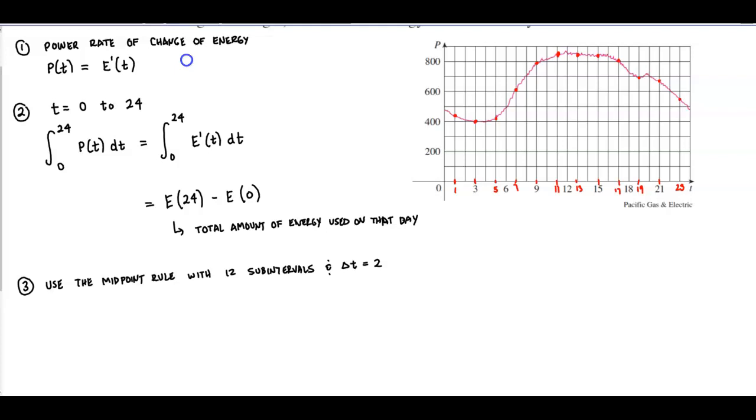Okay, so let's go ahead and write out our integral. We know again that we're going from 0 to 24 of P of T dt, which is going to be approximately the following. We want to find P of 1 plus P of 3 plus P of 5 plus all the way to P of 21 plus P of 23, since again we're using the midpoint rule, times delta t.